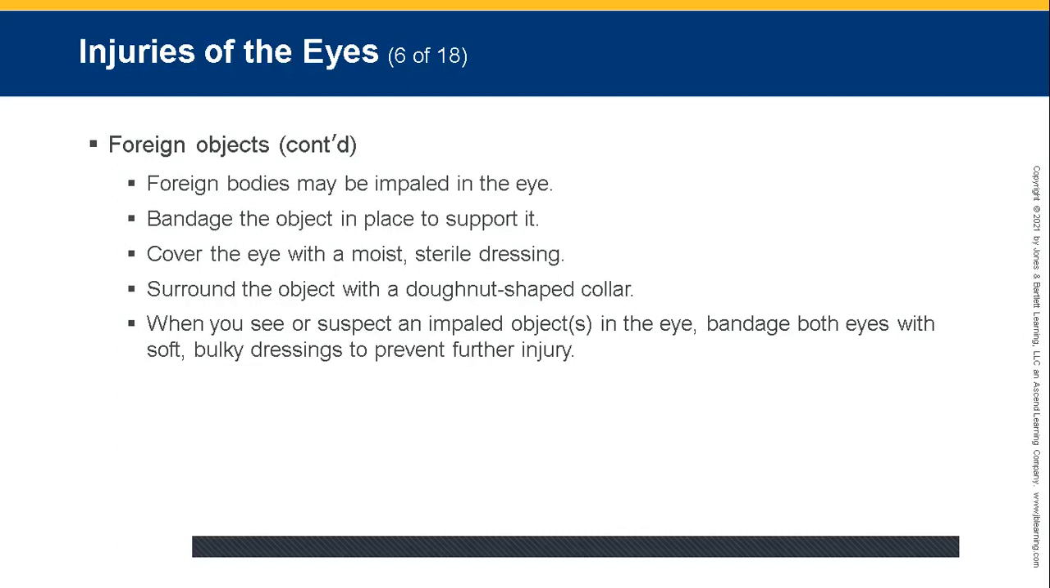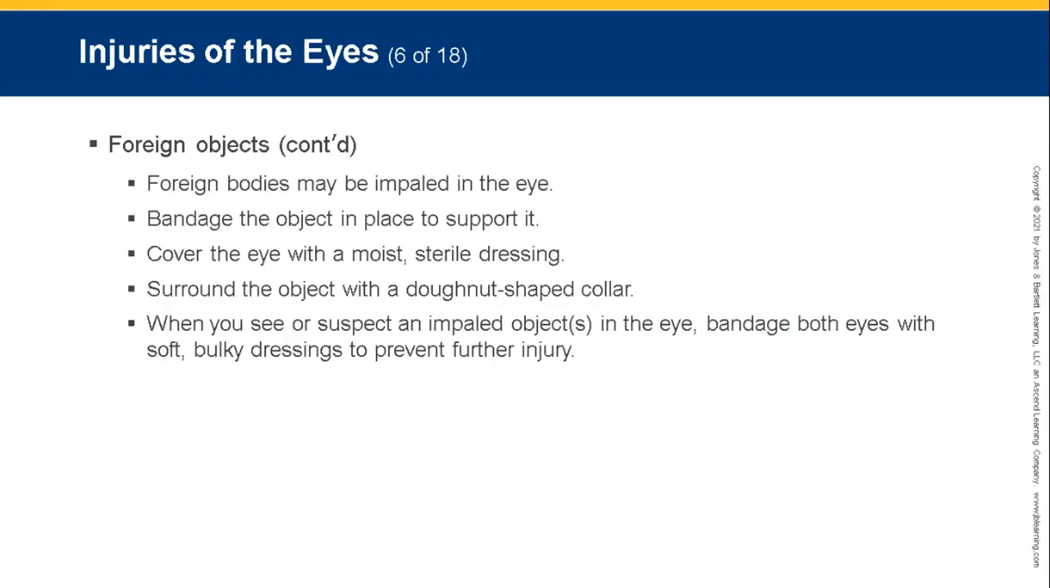When you see or suspect an impaled object in the eye, bandage both eyes with soft, bulky dressing to prevent further injury. And you're bandaging both eyes because the nerves that control the movement of the eye are in pairs and they work together. So if you look to the left with your left eye, the right eye will also look in that direction. So if there is movement of the uninjured eye, it will cause movement of the injured eye. That's why we cover both.